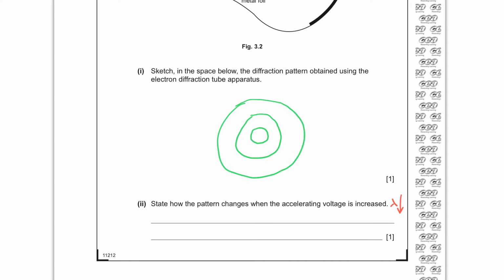So the electrons will be less strongly diffracted if their lambda is going down and the gap separation in the crystal stays the same. So we would expect the pattern to decrease in size, for the rings to shrink in. So the radius of each order will decrease, and so the circles will get smaller.